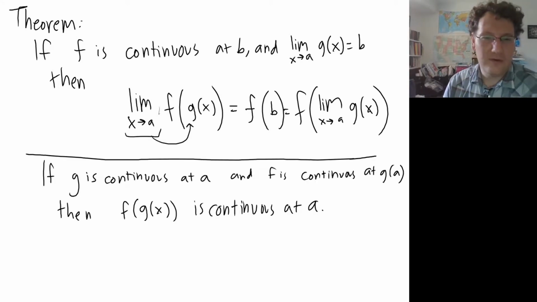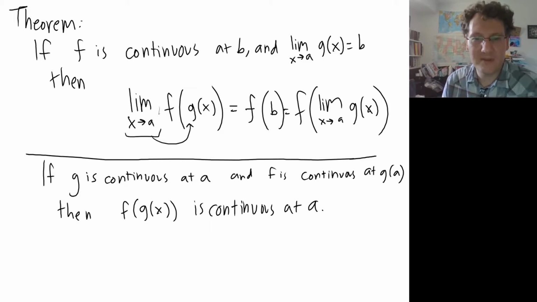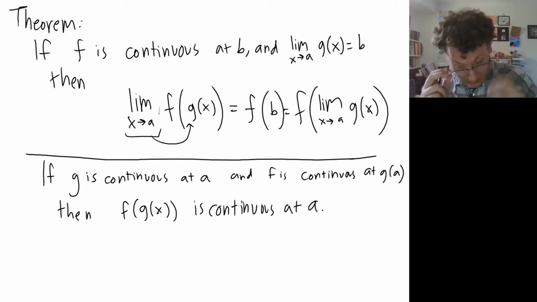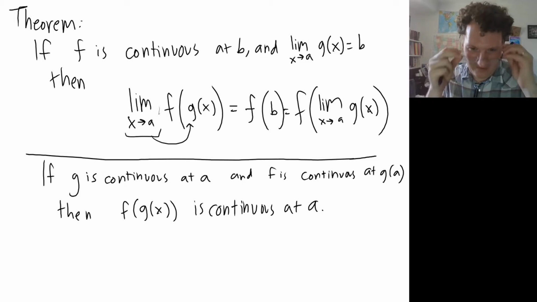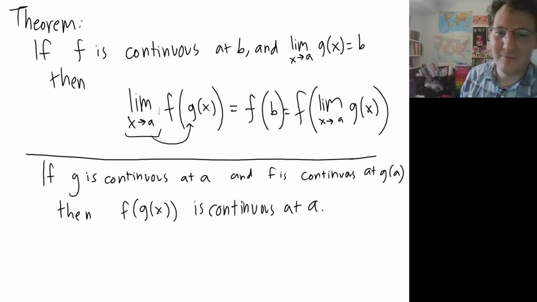And so it follows that the definition of continuity is going to be satisfied by a composition. If g is continuous at a, and f is continuous at g of a, then f of g of x will be continuous at a. So as long as f is continuous at g of a, the whole thing's going to be continuous at a.